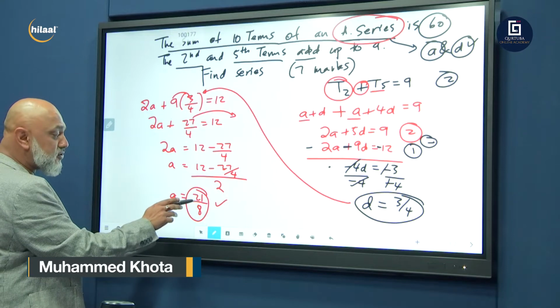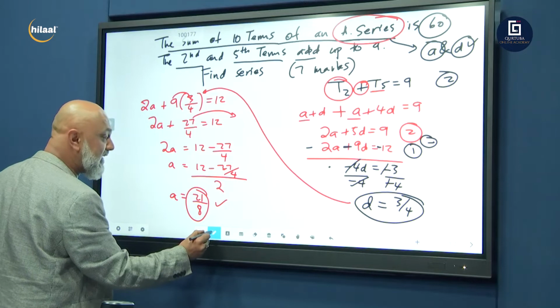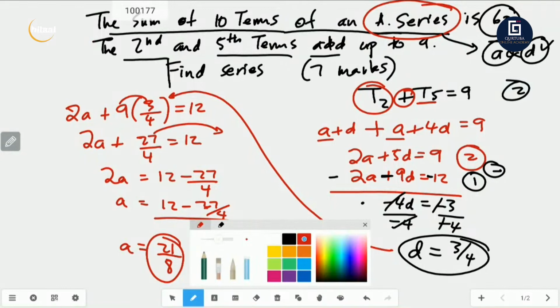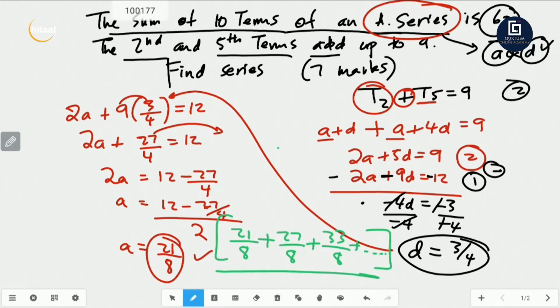So if your first term is 21 over 8 and your common difference is 3 over 4, let's just do it in a different color because they said, what was the question? Find the series. So let's do it in a different color, guys. Let's choose green. Right, let's go. So your first term is 21 over 8 plus 3 over 4 gives you 27 over 8 plus 3 over 4 gives you 33 over 8 plus ... And there we go. That is your series.